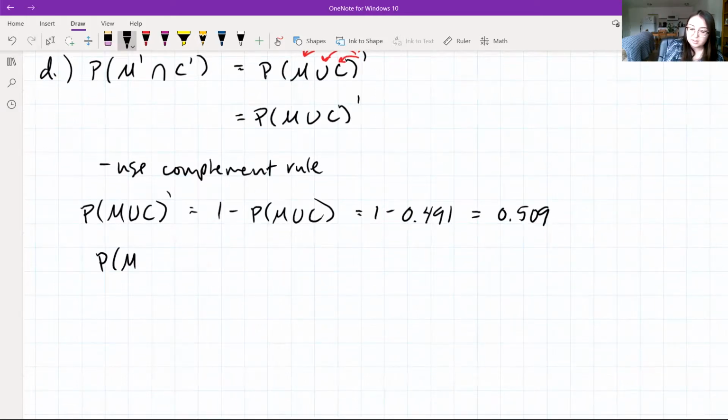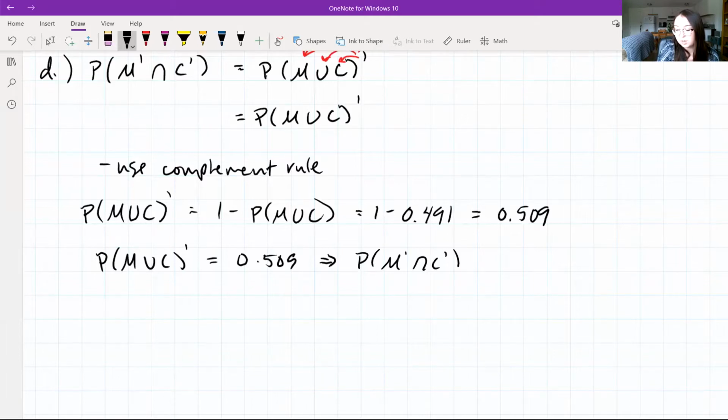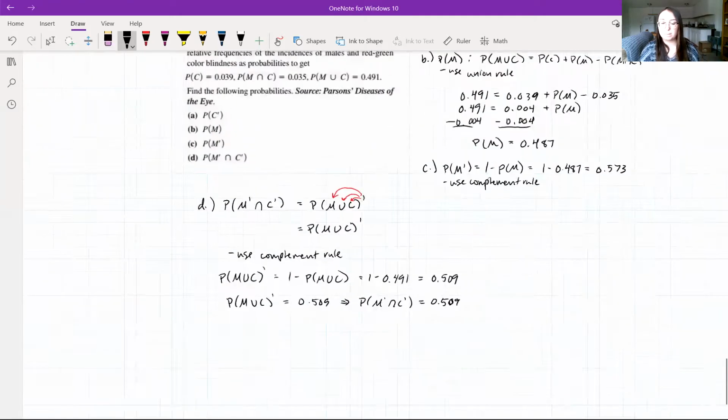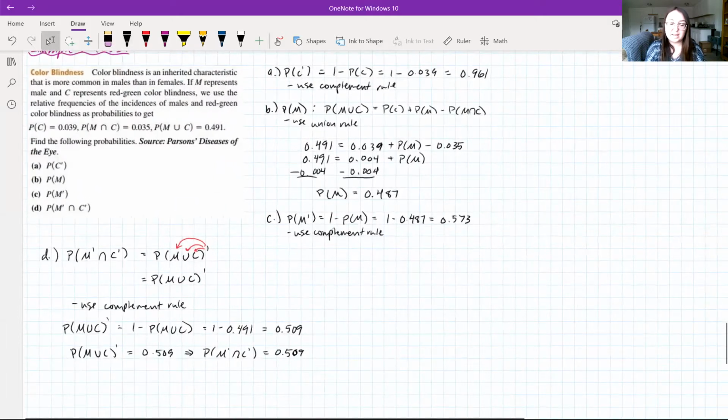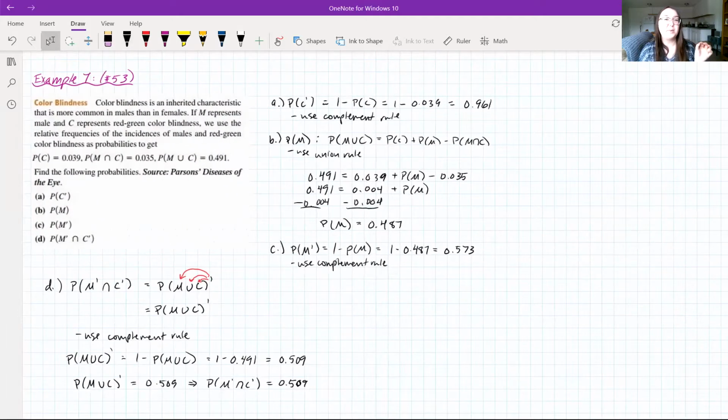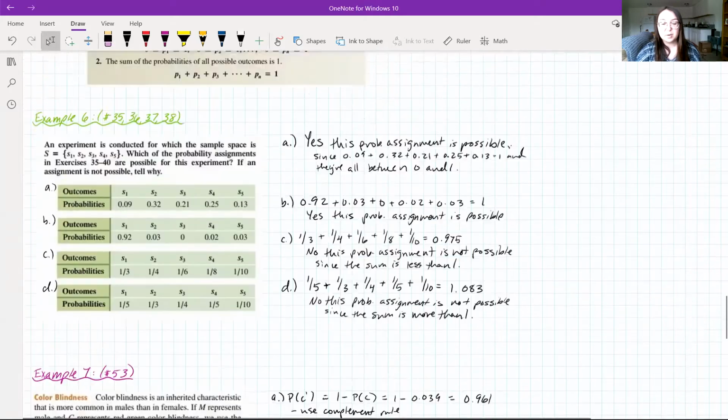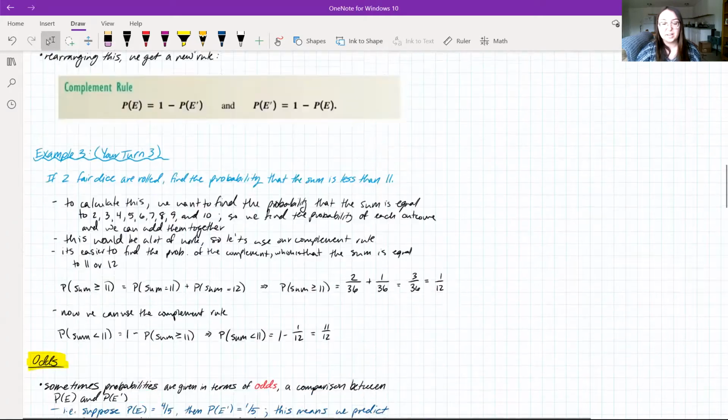So we get the probability of M union C prime is equal to 0.509. And we can just rewrite this as the probability of M prime intersection C prime is equal to 0.509. All right, so that last part there was definitely doable once we knew that little trick. So that is a trick that you can do if you have a case like that. So it's important to remember that. And that finishes up our section 7.4 for today.